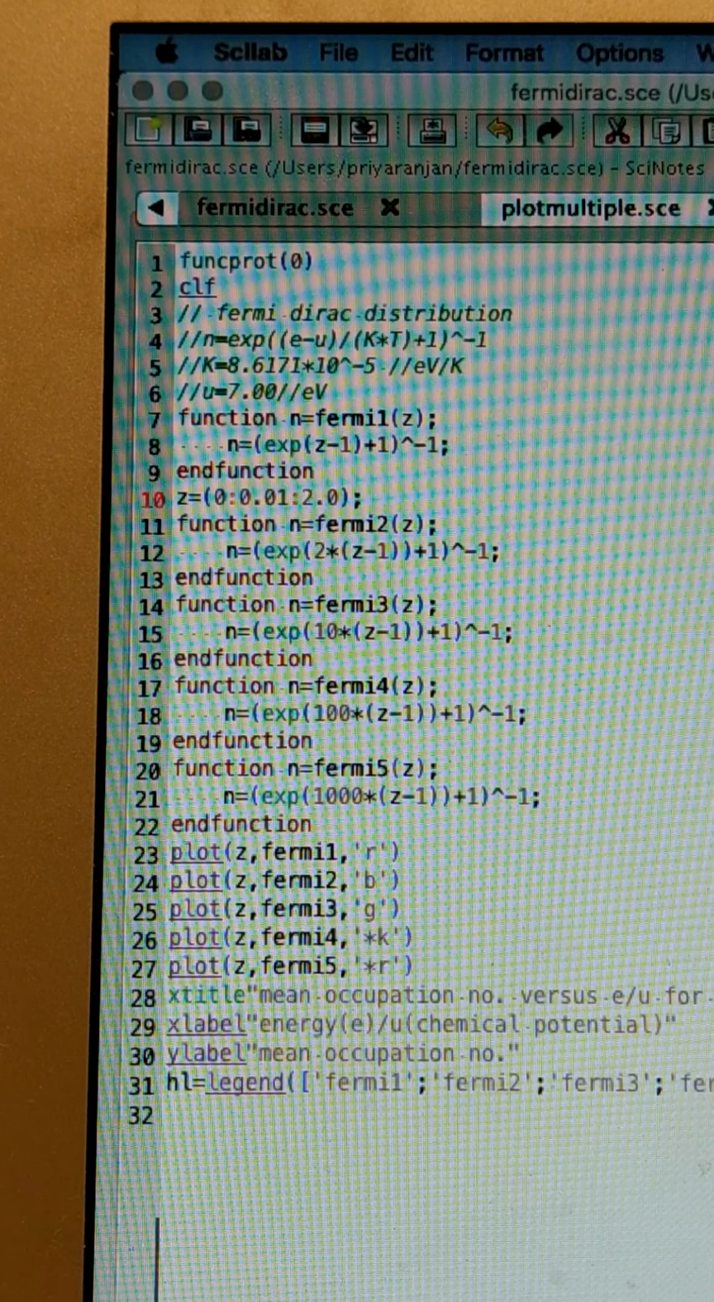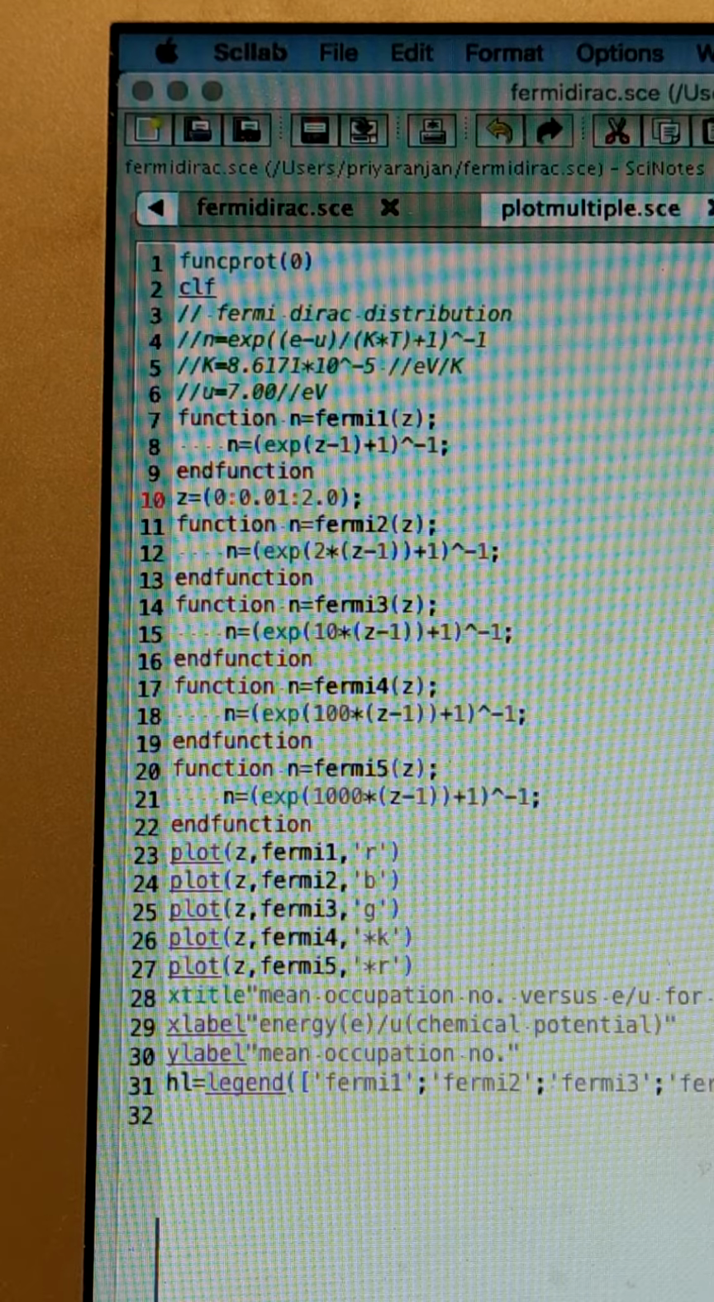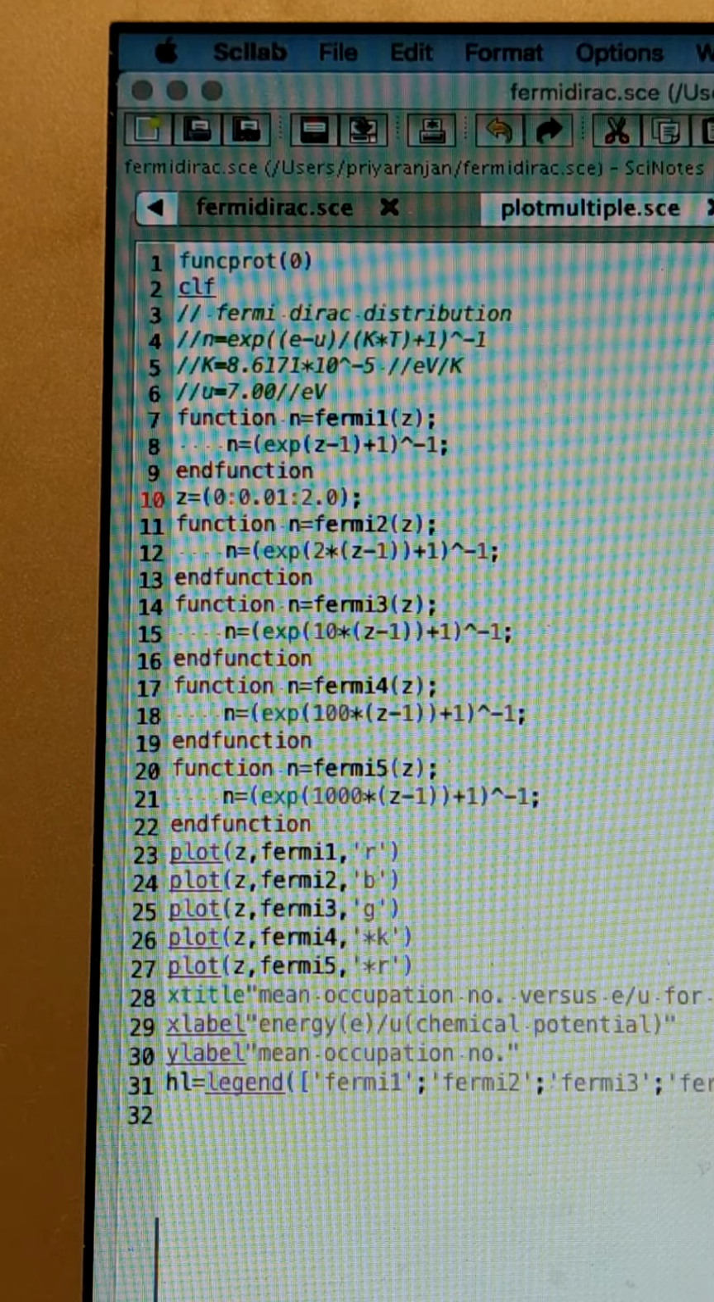And on the whiteboard, I had shown just plot Fermi 1, Fermi 2. Here, I have gone up till Fermi 5. So it's just for 5 temperatures. And the rest of the things, as I mentioned before, it is the same: X title, X label, Y label, HL, legend. Legend is what you get on the right-hand side of the graph.